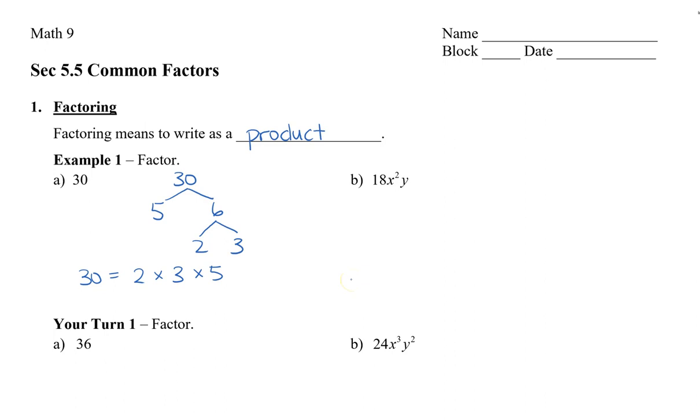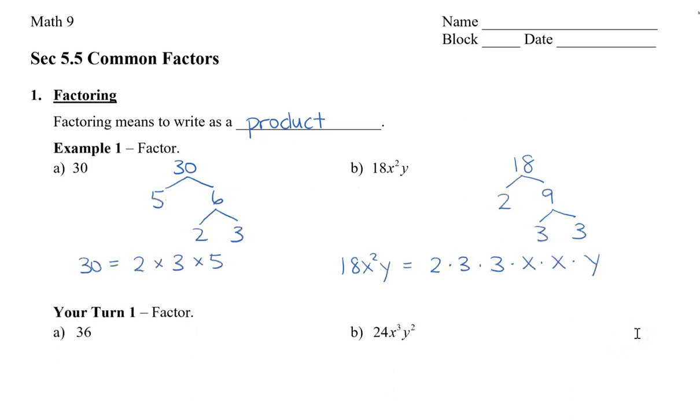Now we can do the same thing with a term where there are variables. So first we're going to take 18 and draw a factor tree. So we have 2 times 9, and 9 is 3 times 3. So we can say that 18x squared y is equal to 2 times 3 times 3, but also we have the variable x. We have 2 of them because it's x squared. And we also have a y. And this is how we factor a number and also a term.